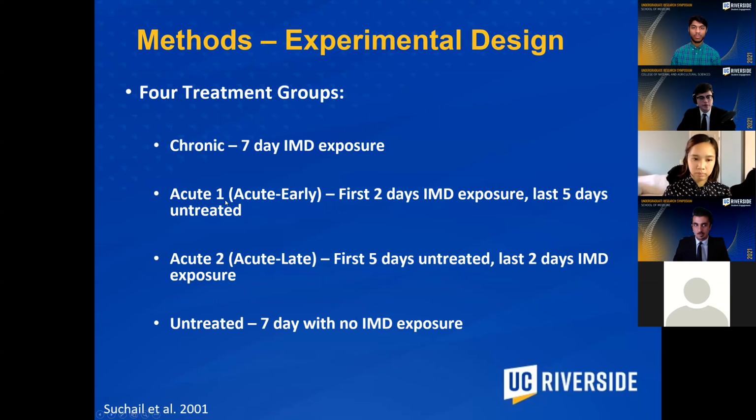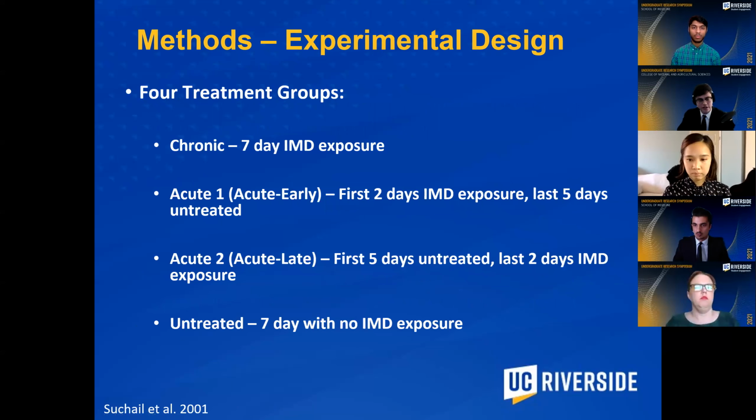There were 4 different treatment groups. There's chronic, which is 7-day imidacloprid exposure. Acute 1, also known as acute early, had imidacloprid exposure for the first 2 days of the 7-day period, followed by 5 days of untreated exposure. Acute 2, or acute late, was the first 5 days untreated and the last 2 days treated with imidacloprid exposure. And the last treatment, our untreated group, was 7 days with no imidacloprid exposure, serving as a negative control.